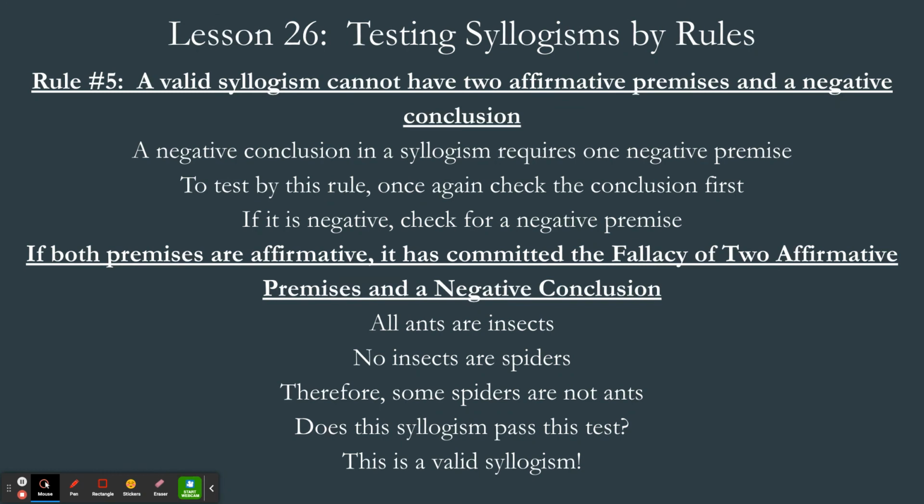McKeever, read rule number 3 for me. Valid syllogism cannot have two negative premises. Does this syllogism have 2 negative premises, McKeever? No. Rule number 3 is a go.